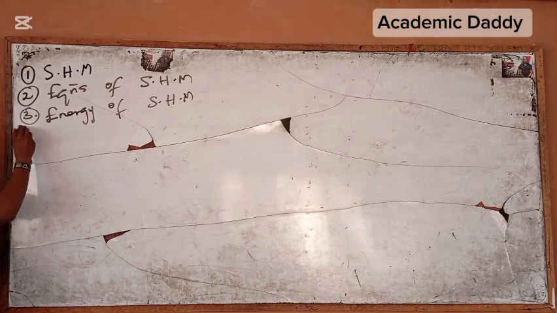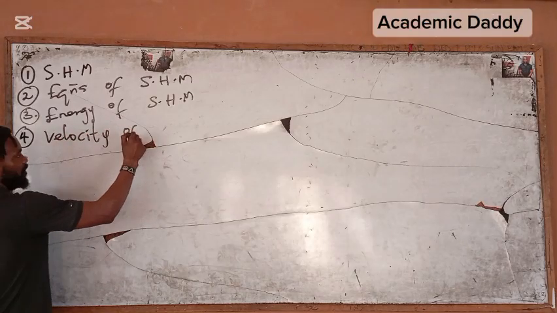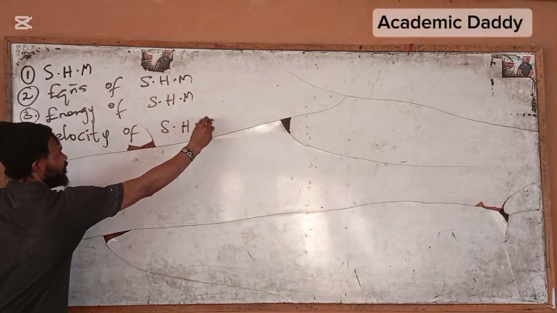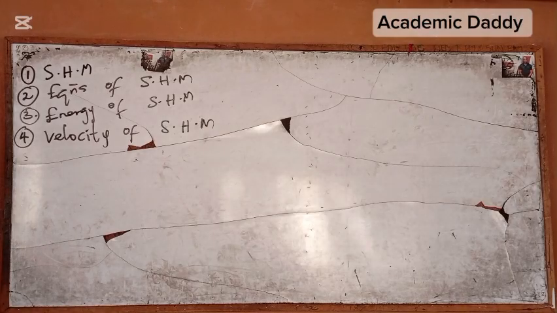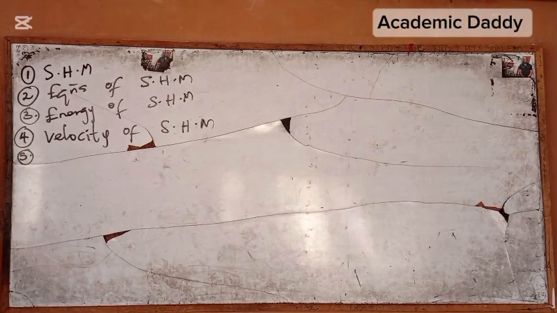So the fourth thing we are doing here is the velocity of simple harmonic motion, which we've gotten. The velocity we are looking at is simply whether it is at maximum, equilibrium, or intermediate. That is it. The fifth thing we are looking at under simple harmonic motion is what we call examples of simple harmonic motion.